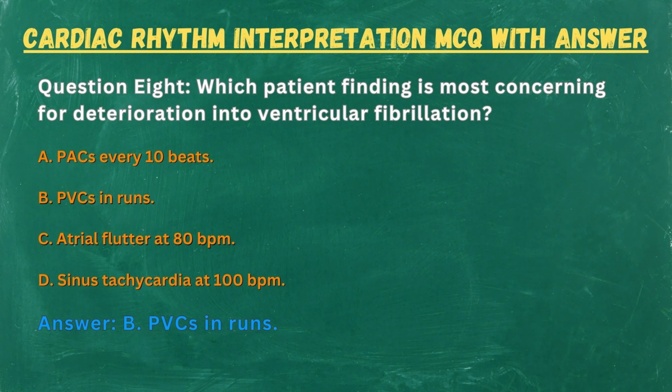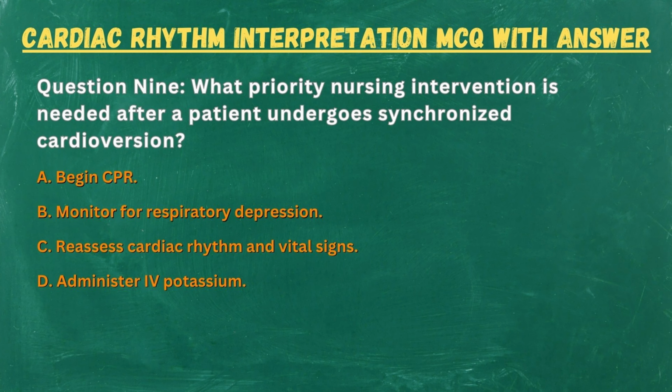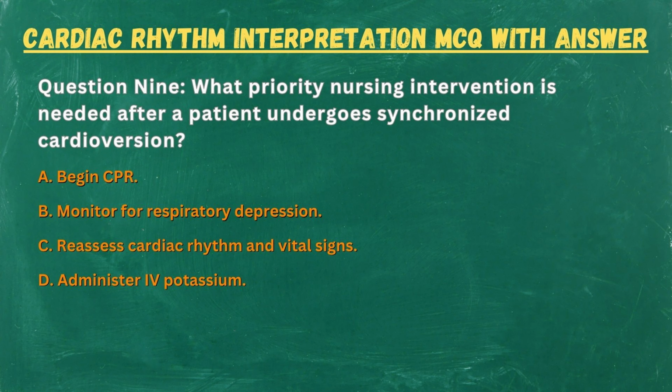Answer: B. PVCs in runs. Question 9. What priority nursing intervention is needed after a patient undergoes synchronized cardioversion? A. Begin CPR. B. Monitor for respiratory depression. C. Reassess cardiac rhythm and vital signs. D. Administer potassium.